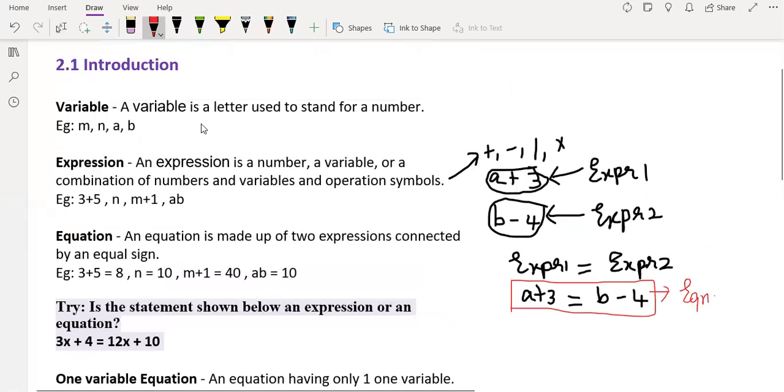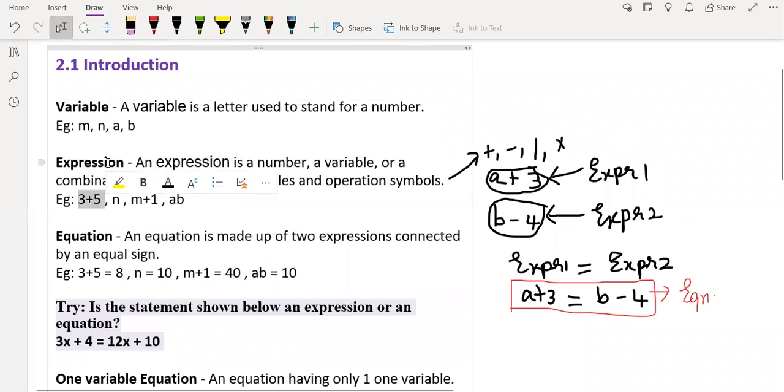So now let us look at the examples for expression and equation. So here we can see 3 plus 5 is nothing but both are numbers. So it is an expression. N is just a variable, so it is an expression. M plus 1 is a combination of a variable and number, so therefore it is an expression. AB is nothing but a combination of two variables, so therefore this is also an expression.